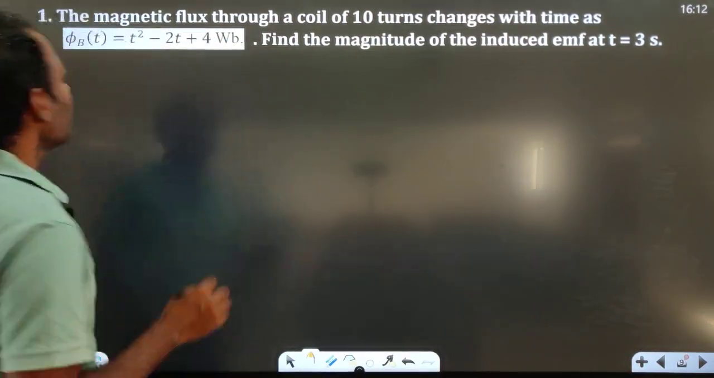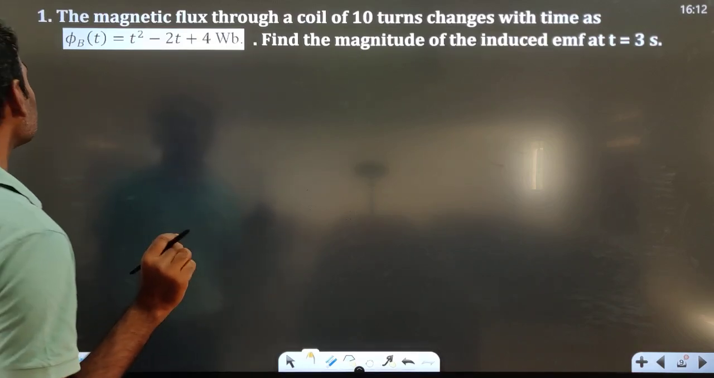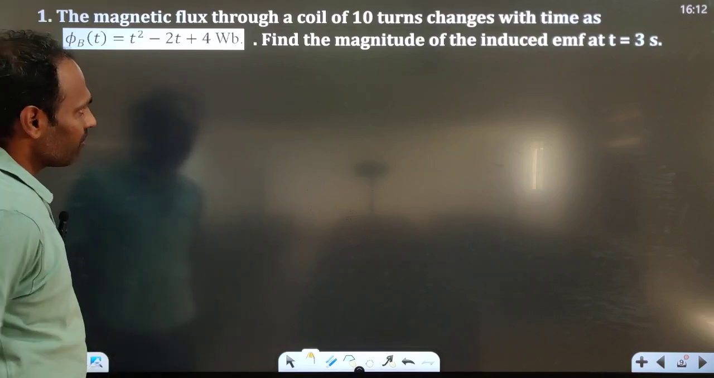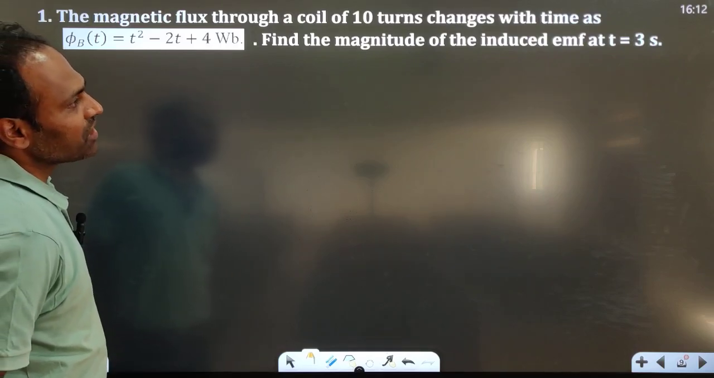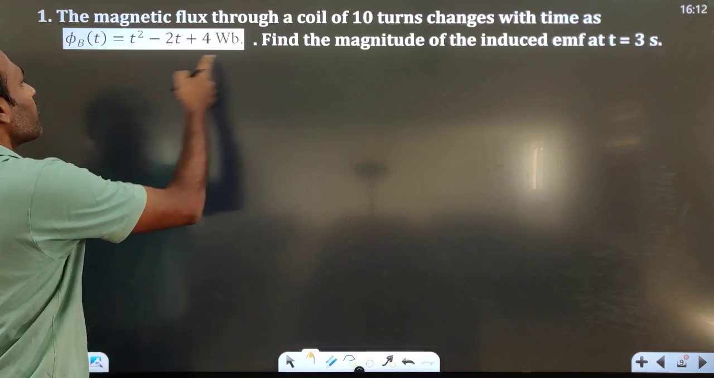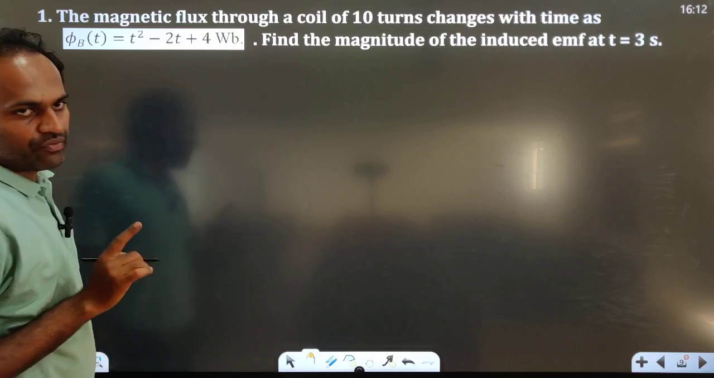The first question is: the magnetic flux through a coil of 10 turns changes with time as phi is equal to t square minus 2t plus 4 Weber. Find the magnitude of the induced EMF at t is equal to 3 seconds. Here they have given flux in the form of a time dependent equation, and they are asking us EMF.